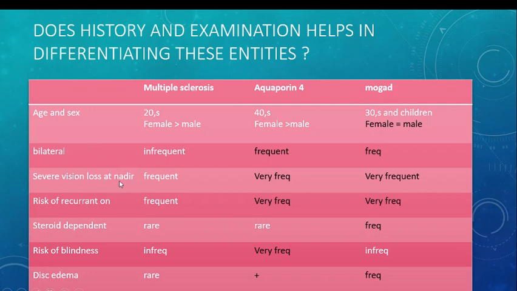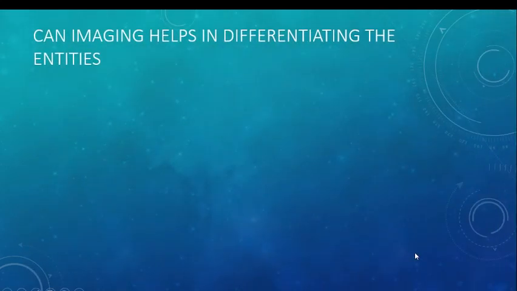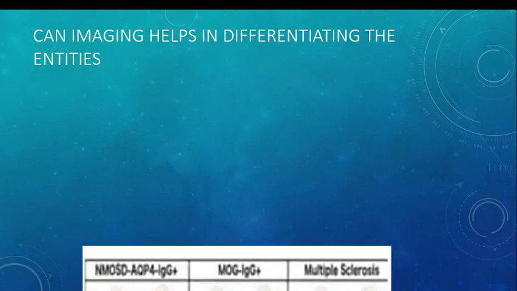Severe vision loss at nadir is seen in both of these entities. Risk of recurrent optic neuritis is very frequent in aquaporin-4 and MOG disease. Steroid dependency is seen in MOG disease. Risk of blindness is seen in aquaporin-4 positive disease. And disc edema is very frequent in MOG disease. Now, can imaging help us in differentiating these entities? Answer is yes.